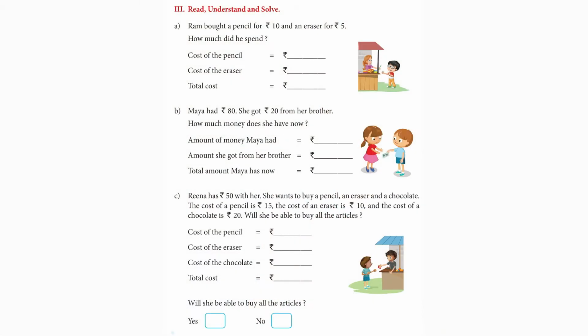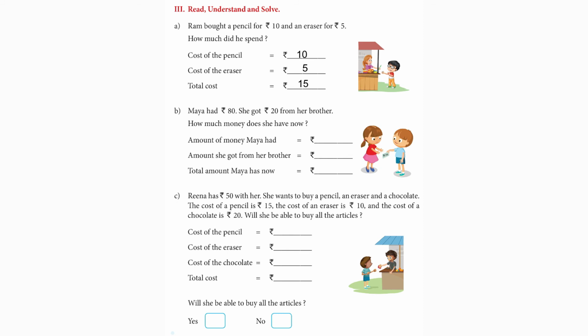Here, read and understand and solve. Ram bought a pencil for 10 rupees and an eraser for 5 rupees. How much did he spend? So first, let's write down the cost of the pencil. How much is a pencil costing? It is costing 10 rupees. And the cost of the eraser, how much is that costing? 5 rupees. Now the total cost would be when we put together 10 and 5. So 10 plus 5 is 15. Yes, so that is how much Ram has spent.